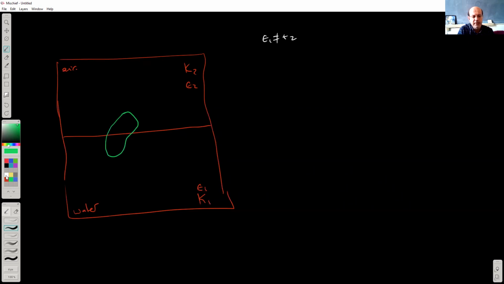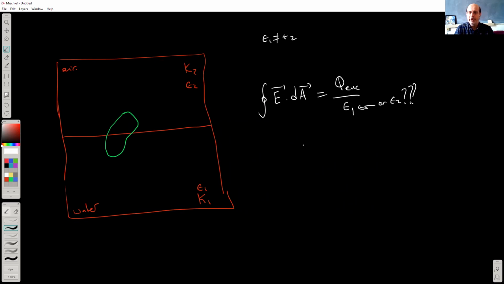If I then write down Gauss's law, which is the integral of the electric field on the surface equal to the enclosed charge divided by epsilon. But which epsilon is this? Is it epsilon 1 or epsilon 2? There's an ambiguity here. You can easily see it, because the Gaussian surface is not entirely within, say, this dielectric. If it were, then I would definitely use epsilon 1, no problem. But here, part of it is in one medium and part of it is in another medium.